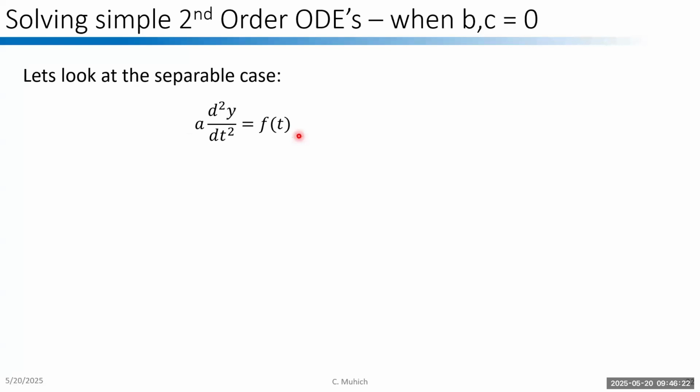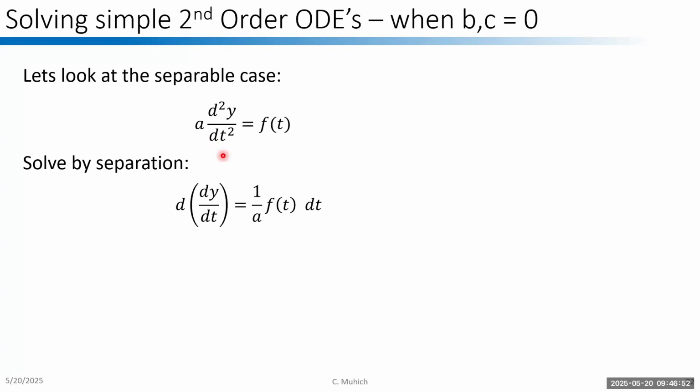So how are we going to do that? Let's look at the functional form when b and c are both 0. This is going to give us what we'll call our separable case. When b and c are 0, we're left with a functional form of a times d squared y/dt squared equals f of t. We can look at this and go, aha, I know how to solve this by separation. I divide both sides by a, take out one of these d/dt's, and multiply the equation through by dt.